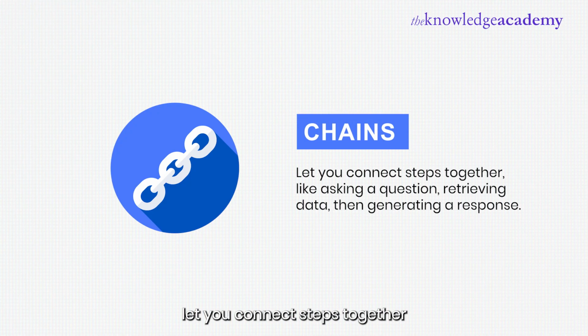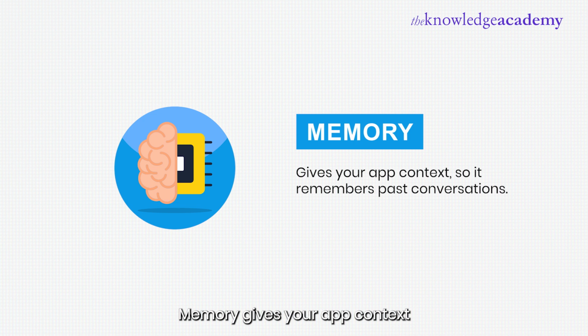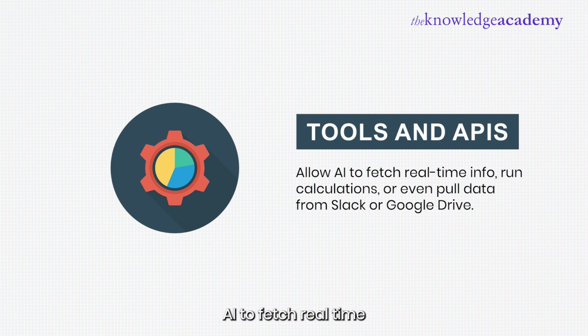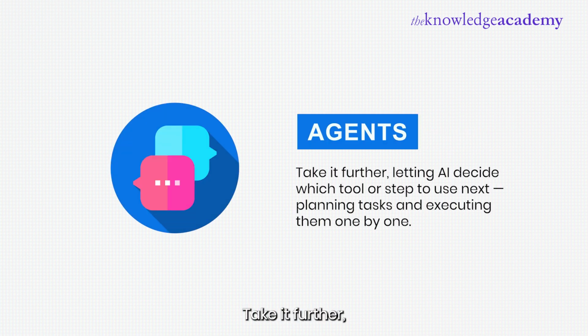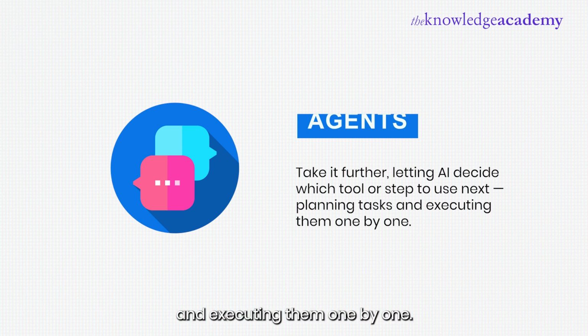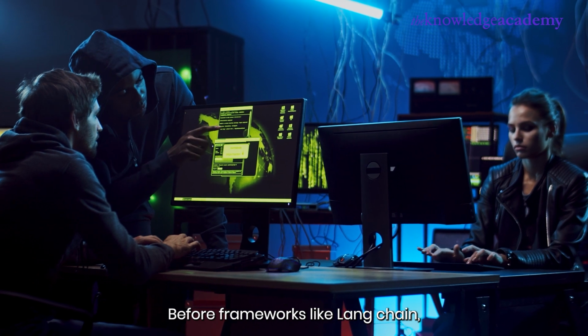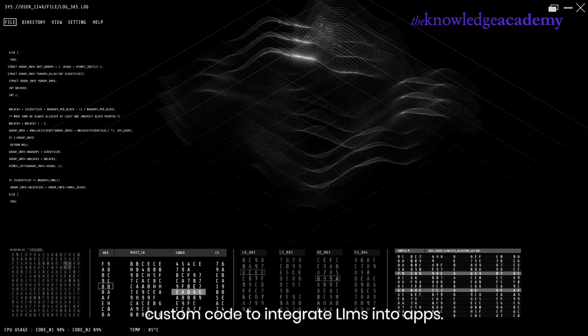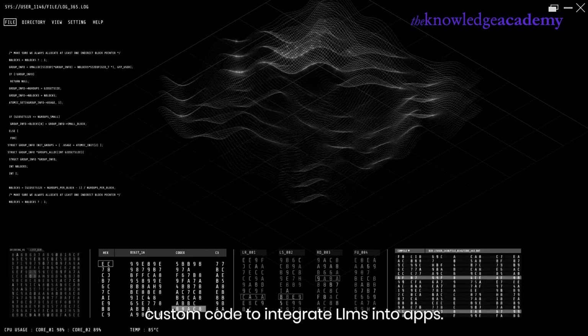Chains let you connect steps together, like asking a question, retrieving data, then generating a response. Memory gives your app context so it remembers past conversations. Tools and APIs allow AI to fetch real-time info, run calculations, or even pull data from Slack or Google Drive. Agents take it further, letting AI decide which tool or step to use next, planning tasks and executing them one by one.